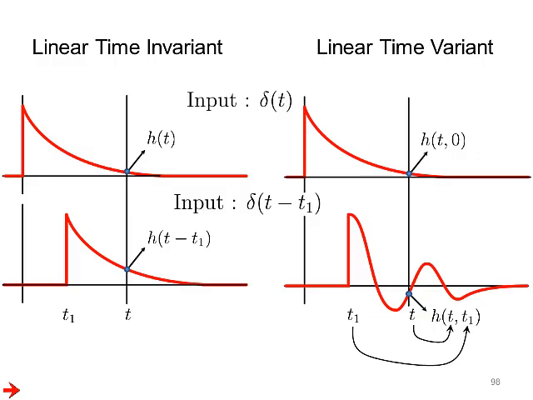So, as we all know, a linear time invariant system is one where the shape of the impulse response does not change if the input impulse is delayed, as shown in this picture. The input impulse is delayed by T1, but the shape remains the same. In a linear time-varying network, on the other hand, the shape of the response depends on the time of application of the impulse, as shown in the picture on the right. So, the impulse response is denoted by h of t, T1, where t is the time of measurement, and T1 is the time at which the impulse is launched.